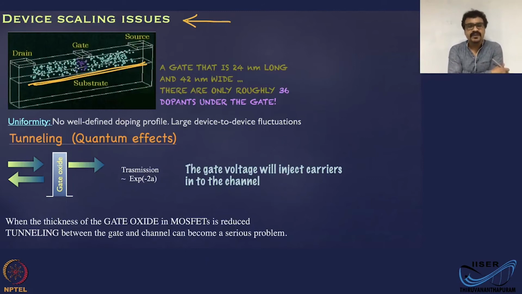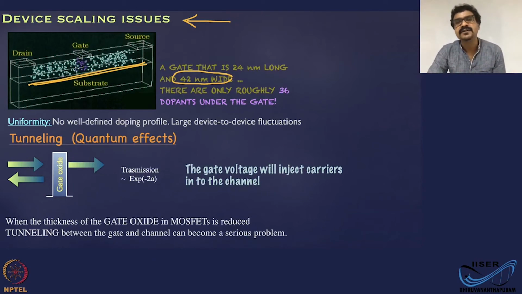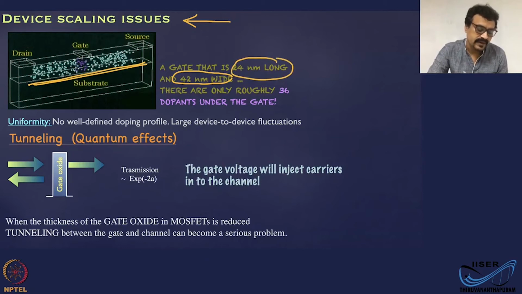Now remember, if you have something like a 42 nanometer wide gate and 24 nanometer long, with an active region of that dimension, you can say that you have approximately a few tens of dopants underneath the gate.